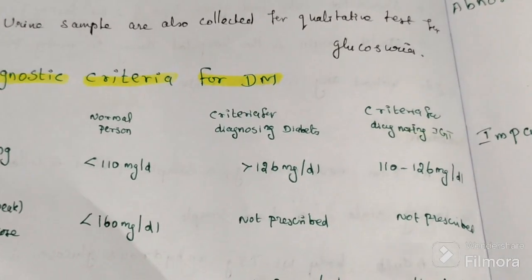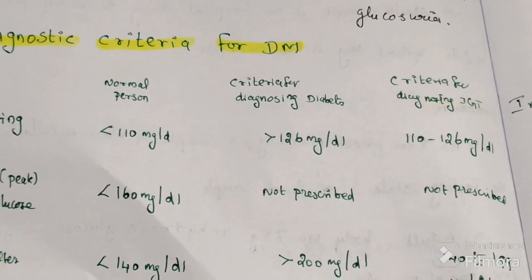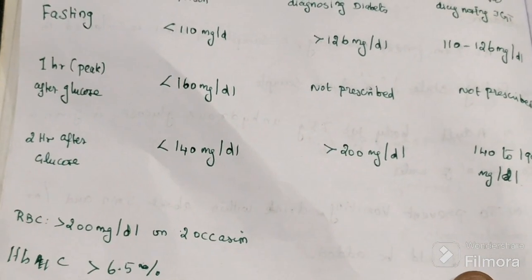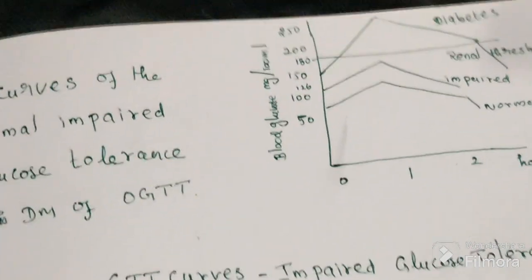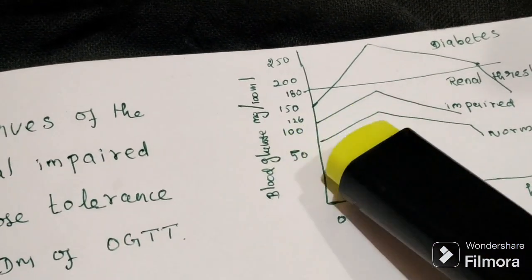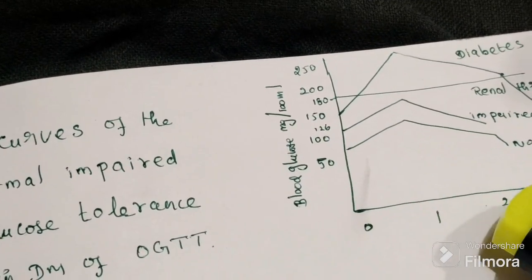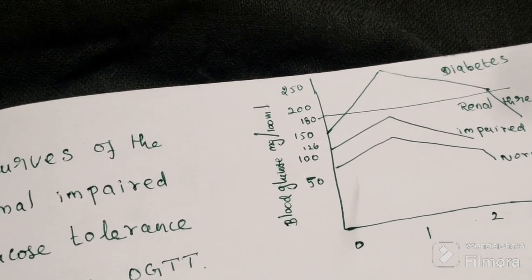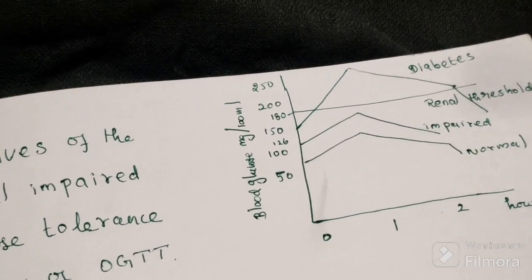Impaired glucose tolerance, IGT, is the diabetes mellitus criterion. So in this one, normal is 70 to 110, post glucose 110 to 140, and a diabetes mellitus condition is more than 140.